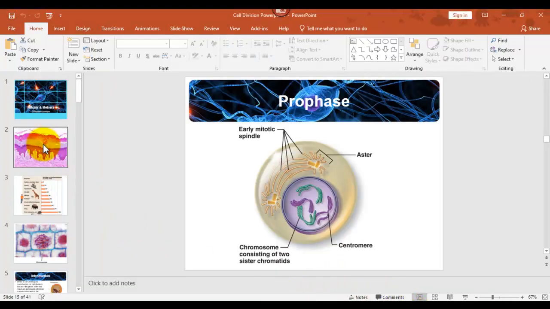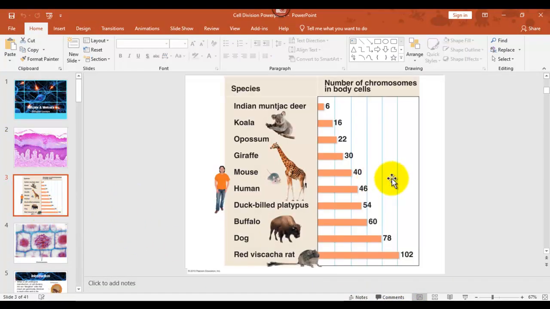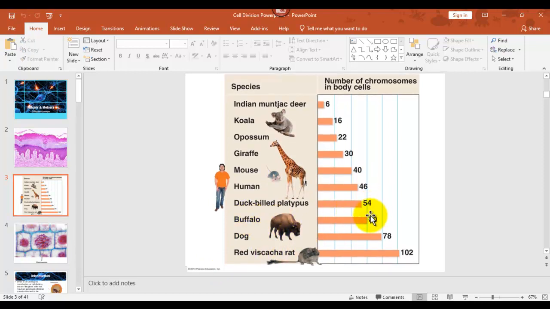Now, in our PowerPoint, and I'll get to this in a second, there is a pretty cool chart here. It shows the number of chromosomes per body cell for a koala. Here's a deer that has 6. Human beings, we have 46. A buffalo, if I'm reading this right, has 60. Dogs have 78. This rat has 102. So chromosome number does not determine necessarily higher intellect. But human beings, we are 46 chromosomes. That's really what we're going to focus on with this section.